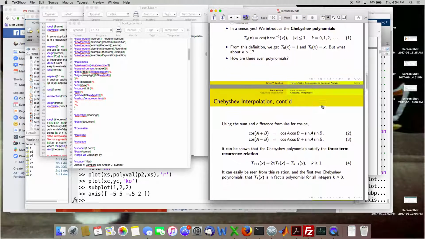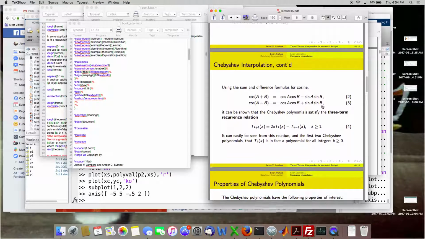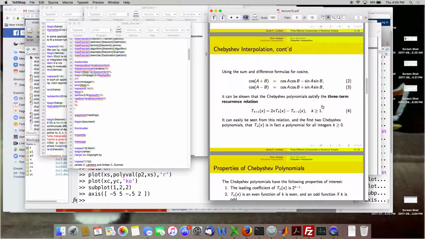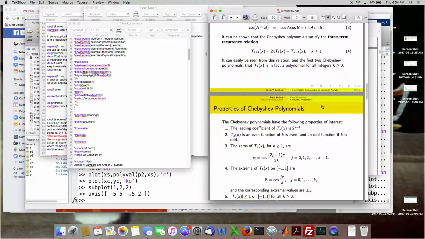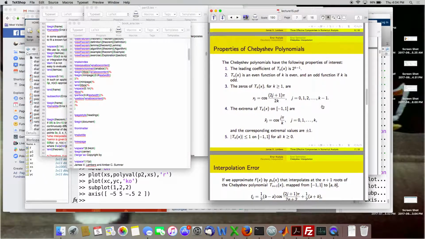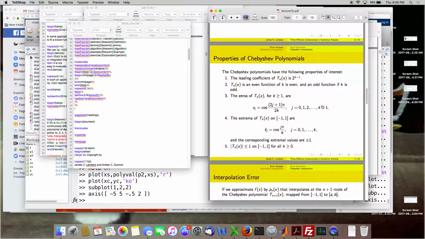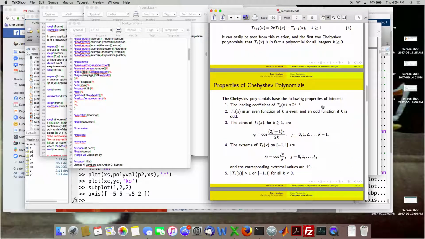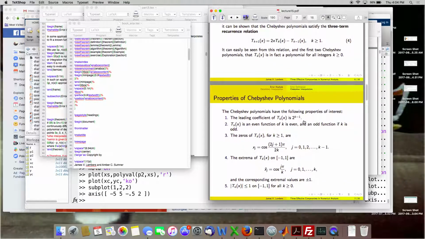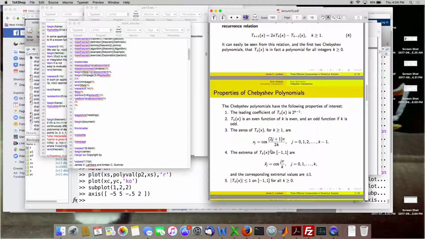So you might find this less straining to read through than what's in the textbook, focusing on whatever I actually cover here. Okay, so last time I got as far as the essential properties of Chebyshev polynomials. What is the leading coefficient? Even or odd function, depending on whether k is even or odd. Here are the roots of each Chebyshev polynomial. These are just a nice formula for them.